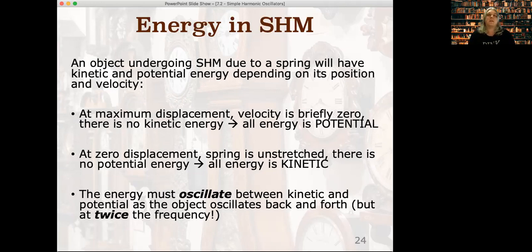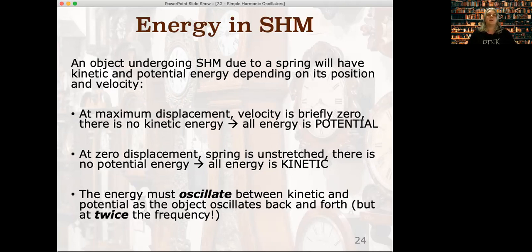What we see is that the energy has to oscillate. At the maximum displacement, it's all potential. At zero displacement, it's all kinetic, and it converts from one to the other. So it's all potential, converts into all kinetic, converts into all potential again, and so on and so forth. But the important point is that it is doing that at twice the frequency of the oscillator itself.